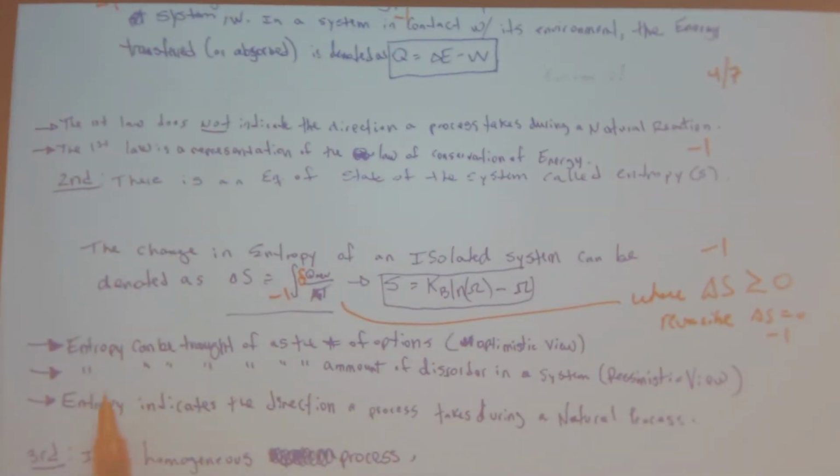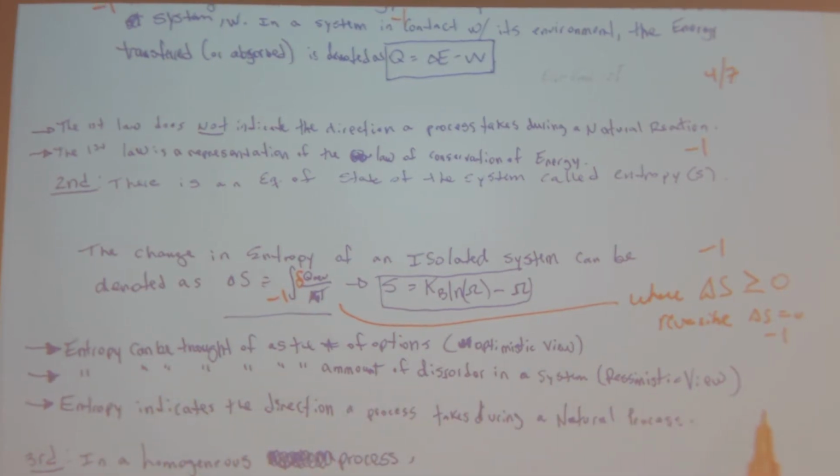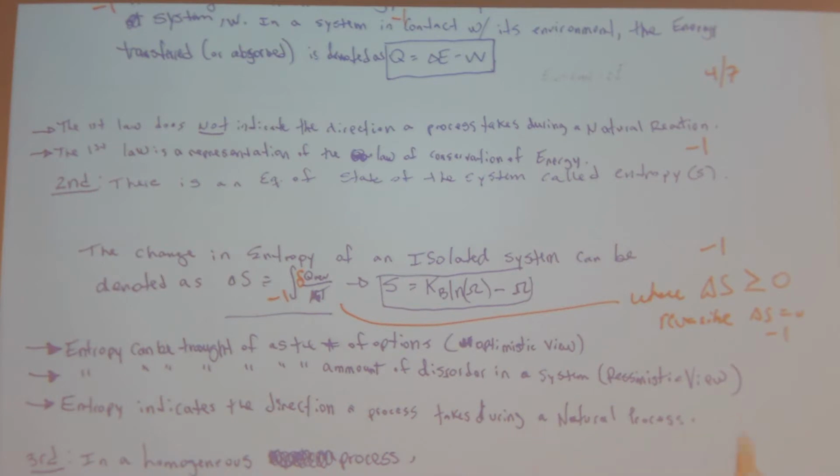Okay, so then there were these comments, there were 4 of them. Entropy can be thought of as the number of options. Optimistic view. Entropy can be thought of as the amount of disorder in the system. Pessimistic view. Okay, slightly different wording, but it's fine, right? The concept is fine. Okay, entropy indicates the direction of the natural process during a reaction.